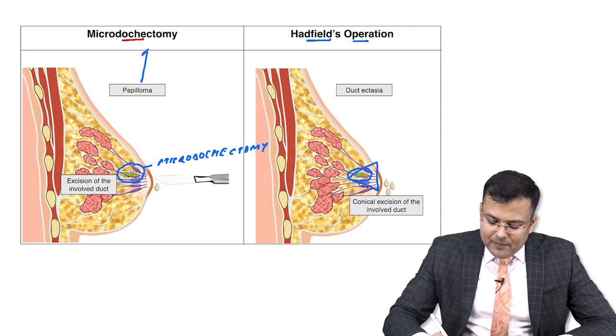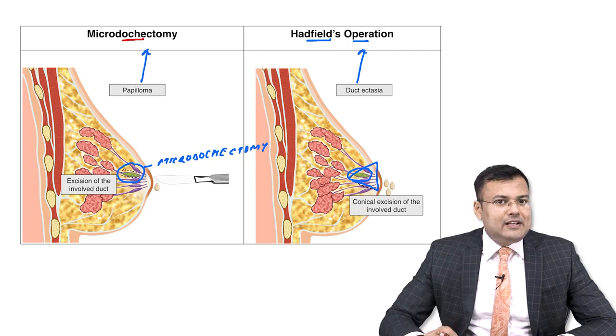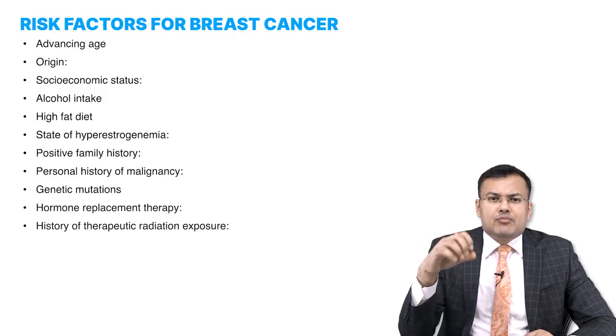For duct papilloma, we go for microdochectomy, and for duct ectasia, we go for Hadfield's operation. Before discussing breast cancer in detail, there are two or three important points I'm going to discuss.